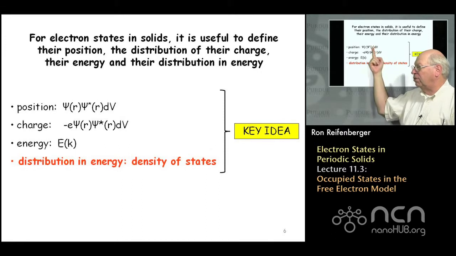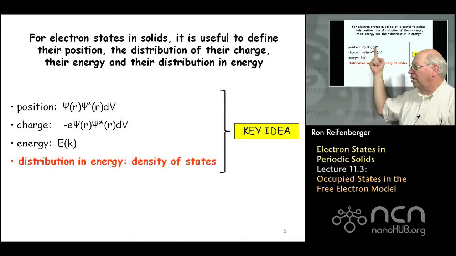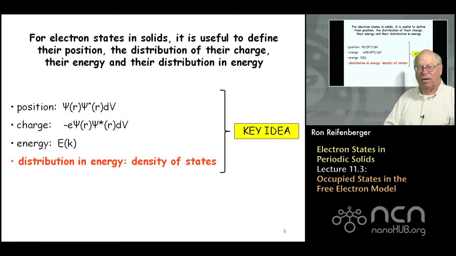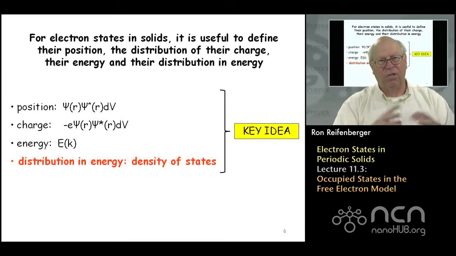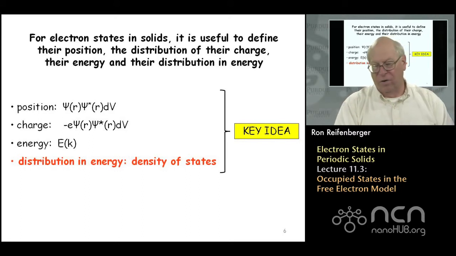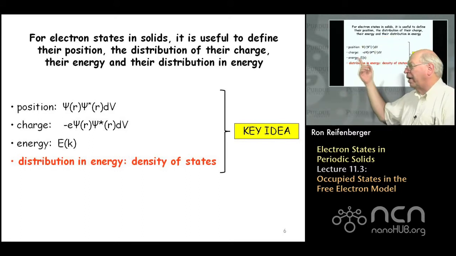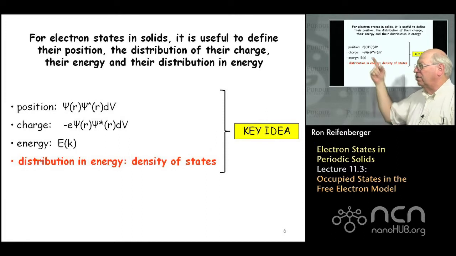So if you tell me the position r and you evaluate the wave function at that position r, then I can tell you what the probability is that you're going to find that electron at that position. Once you know the probability density that describes the position of the electron in the solid, it's often useful to ask where the charge is located. And the charge is located simply by multiplying that probability by the charge on an electron, minus e, right? So this will tell you the distribution of charge in the solid.